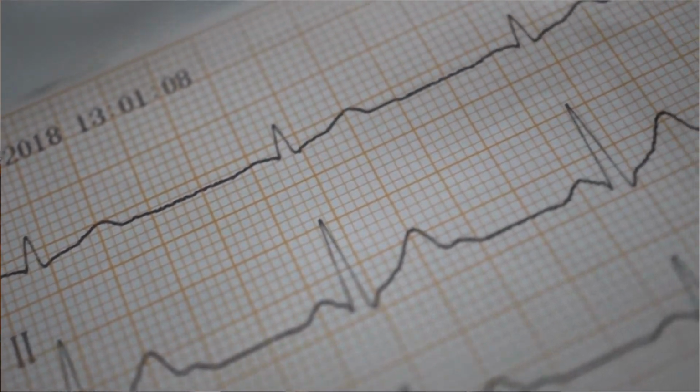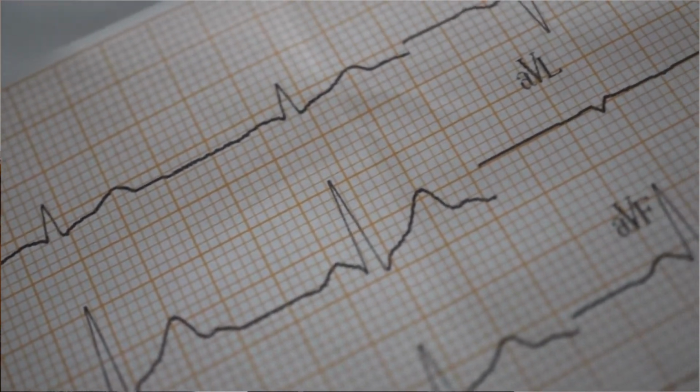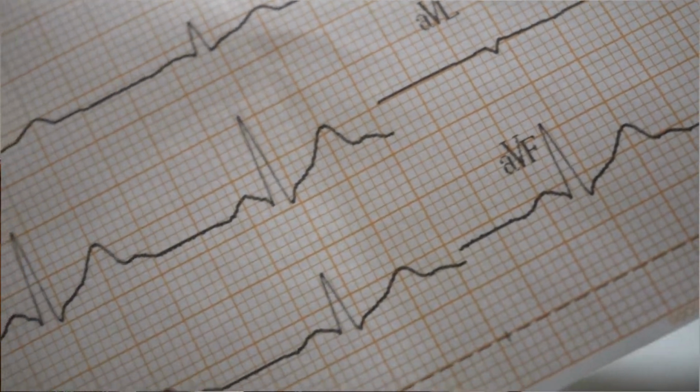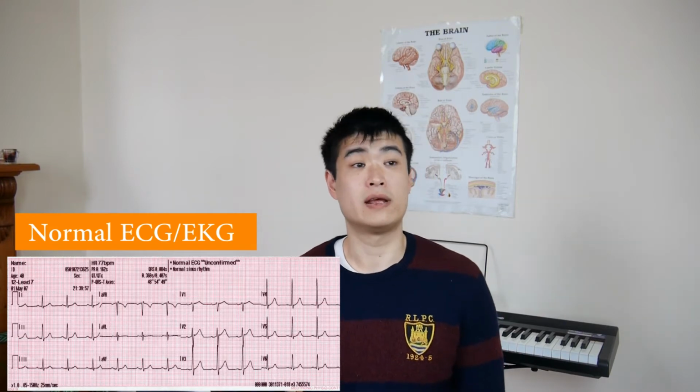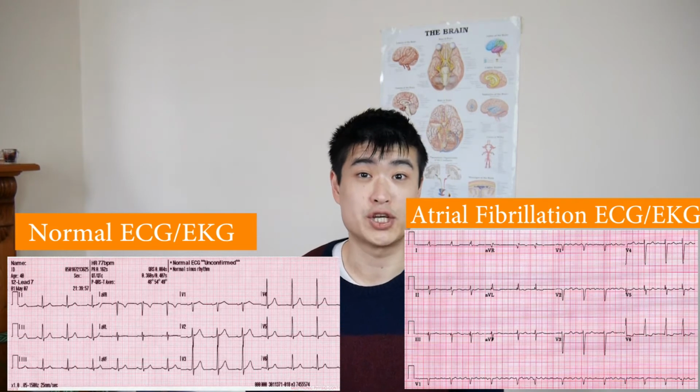So you can see abnormal heartbeats by looking at the electrical signals this way, and this is non-invasive. And here is a picture of a normal ECG and an ECG with atrial fibrillation.